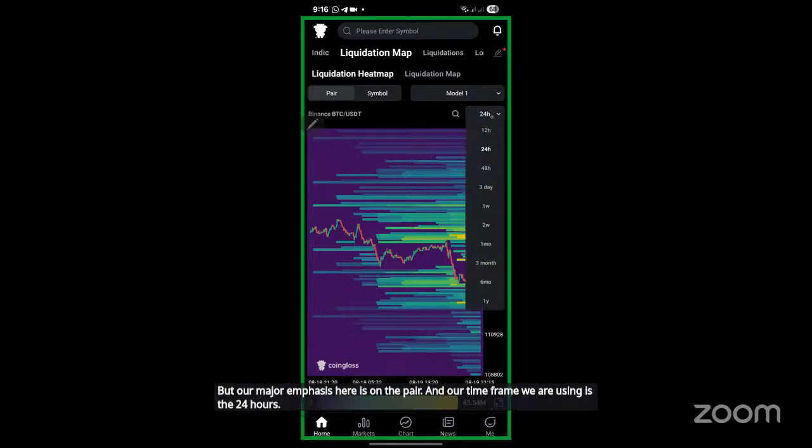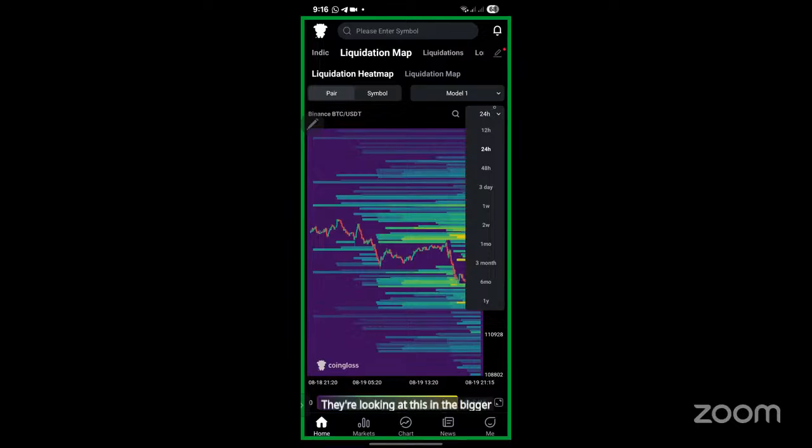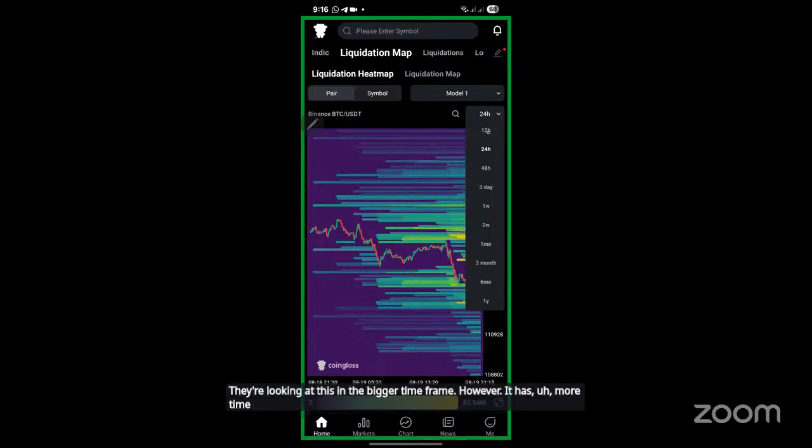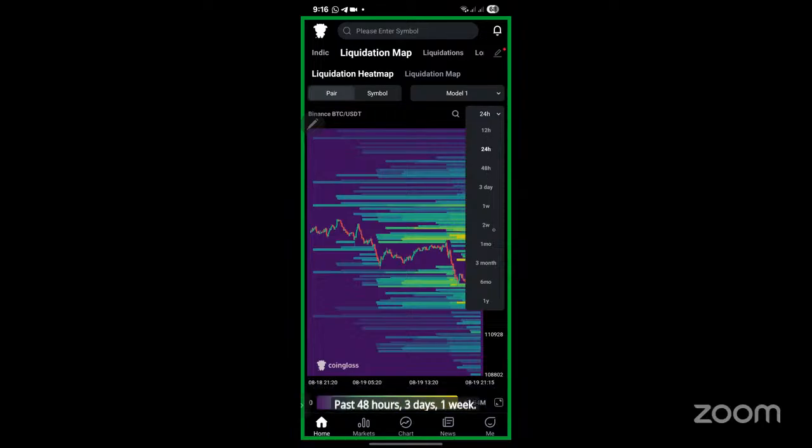We're looking at this in the bigger time frame. However, it has more time frames: 12 hours, 48 hours, 3 days, 1 week, 2 weeks, 1 month, 3 months, 6 months, and 1 year. Most of the time we look at 24 hours and we see where price is going.